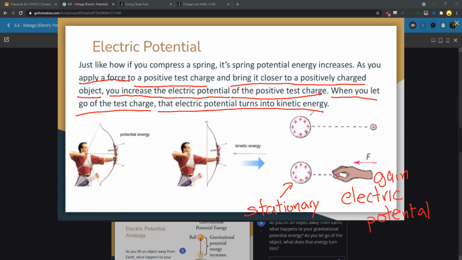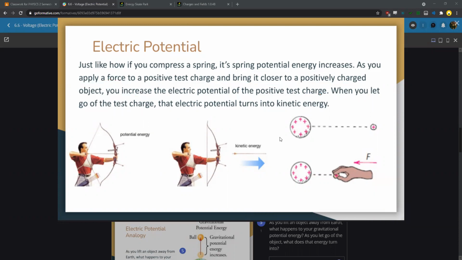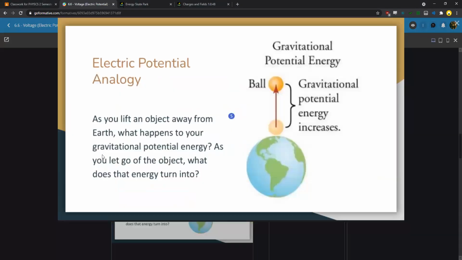Any questions, guys? Really, are there any questions about basically this analogy? Let's read your responses to number 5.